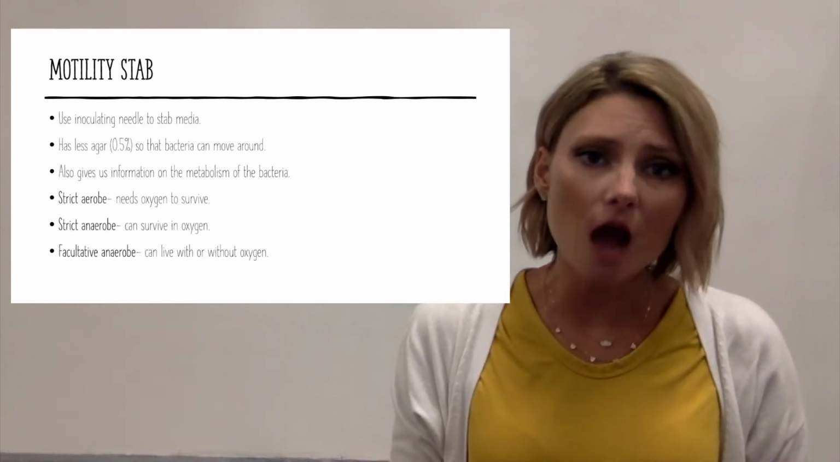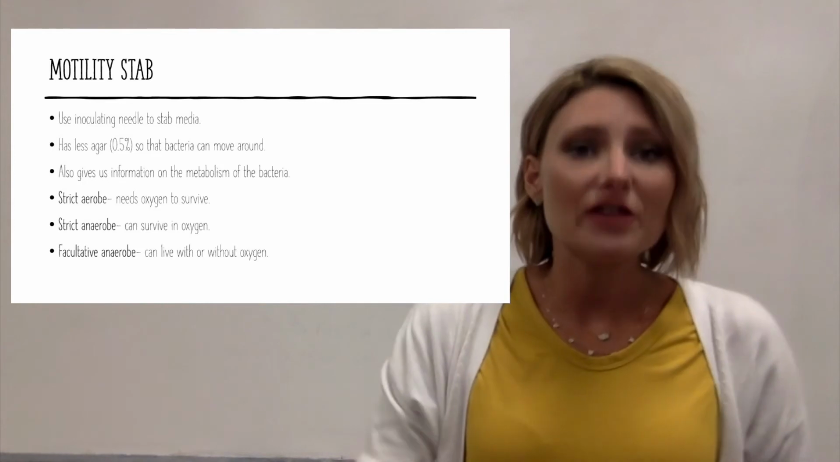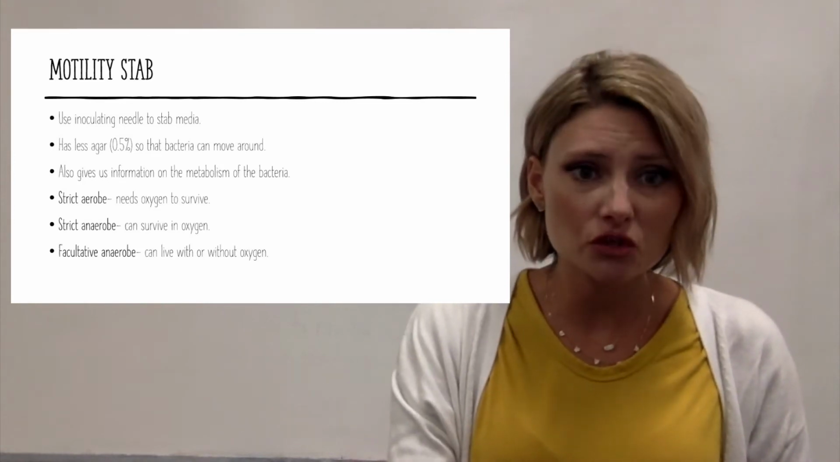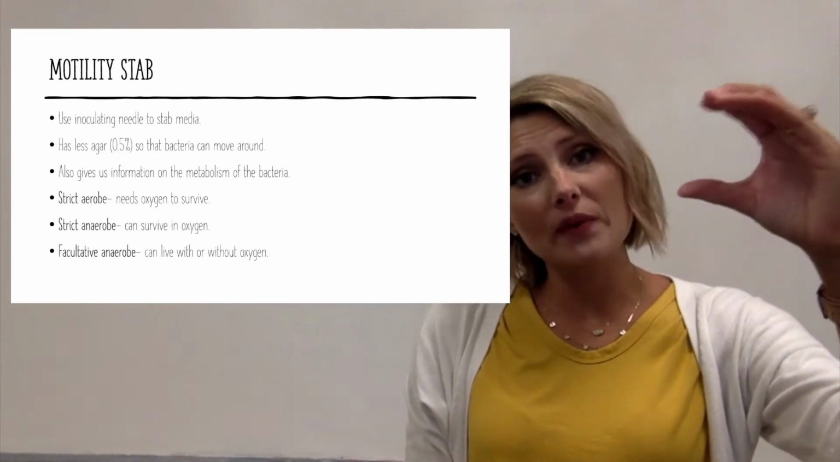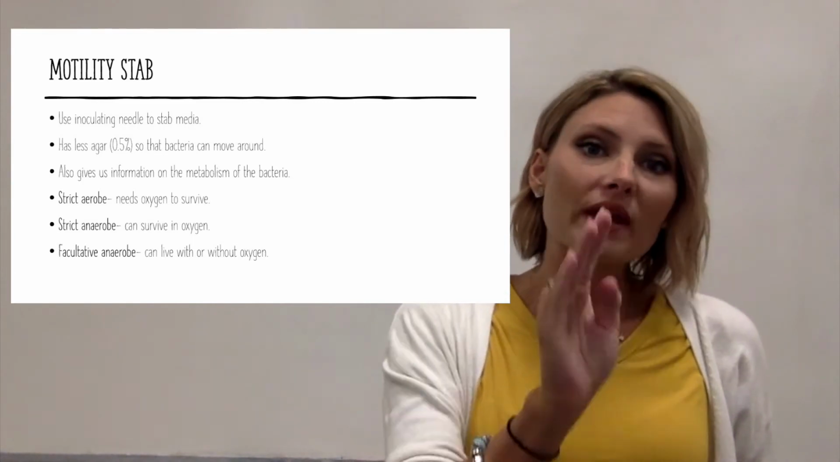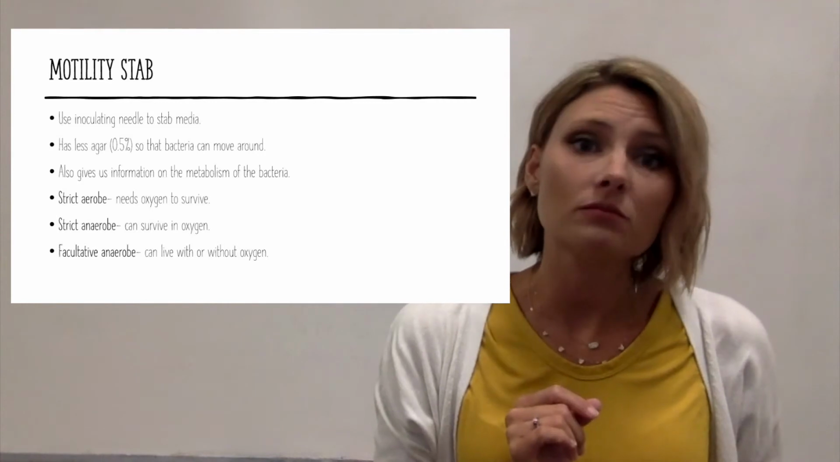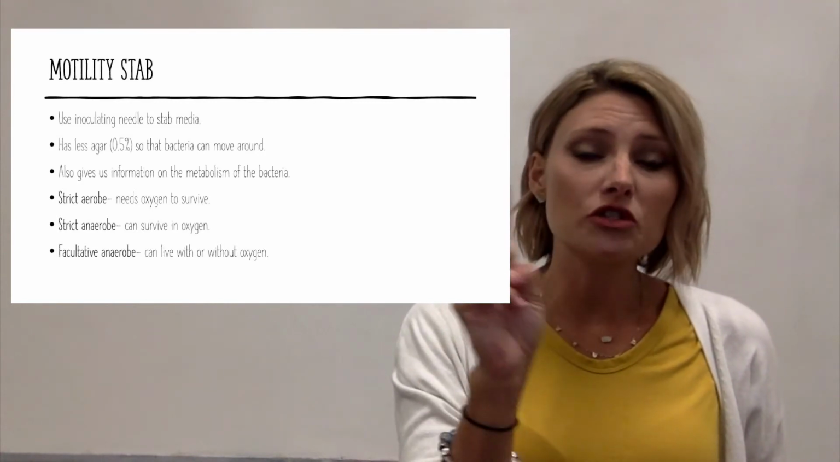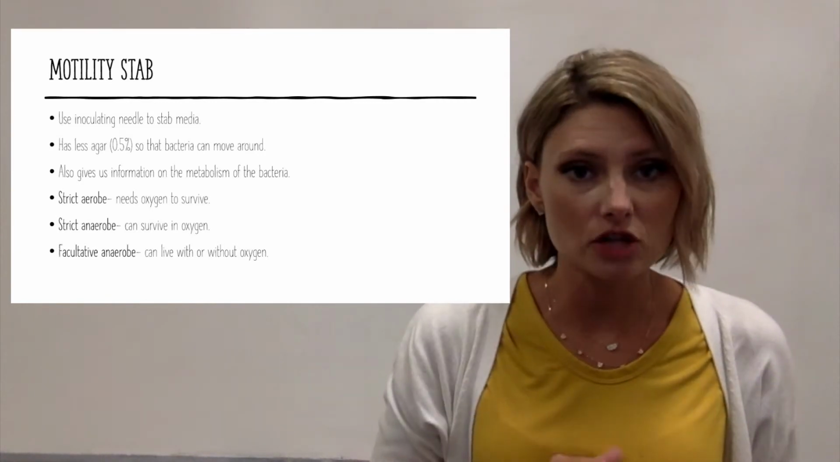And the last option is aerobic motile. And this organism has to have oxygen to survive, so it's only going to grow at the top of the tube. You're not going to have any growth at the bottom, but it is motile, so it can move away from that stab line. Okay, and so you're going to see growth just at the top, but it will cover the entire top of the tube. Okay, so now we're going to go over to the workbench. We're going to inoculate some motility stabs, and then we'll read the results.